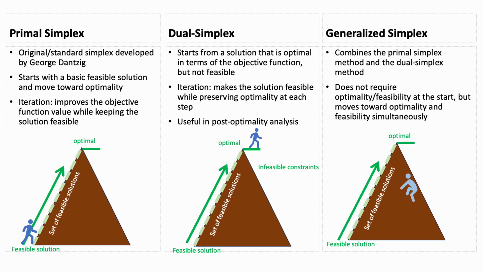Okay, so let's discuss the different simplex methods. First is the primal simplex. This was the original simplex method, what we call the standard simplex method. It was developed by George Dantzig. It starts with a basic feasible solution, and then it moves towards optimality. Each iteration improves the objective function value while keeping the solution feasible.